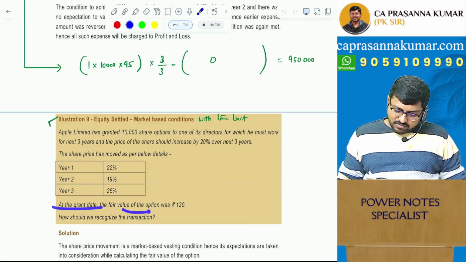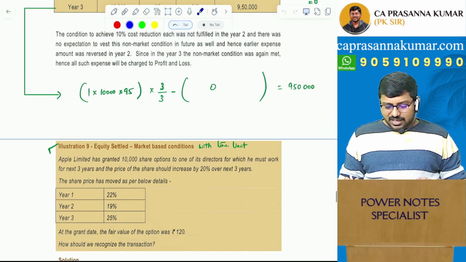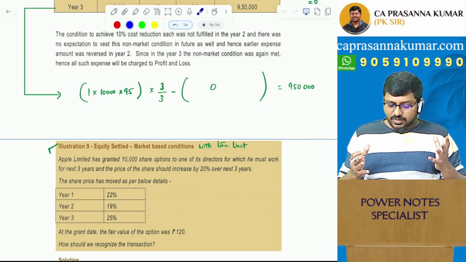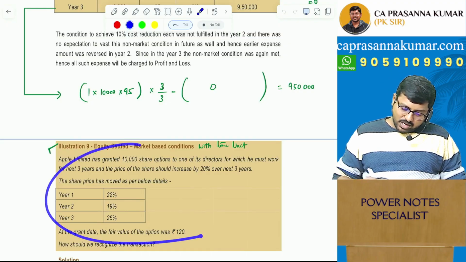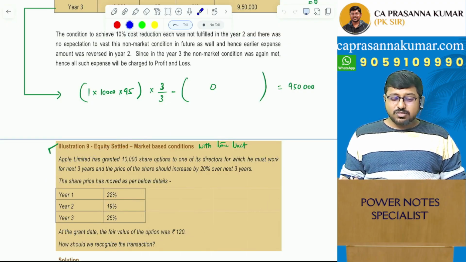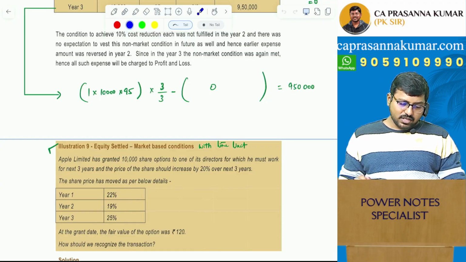At the grant date, the fair value of the option was 120. How should we recognize the transaction? Kind of similar to the previous question. Here also there is only one person, a key personnel, the director. Now you tell me how to solve this question. Here also he is asking you how to recognize the transaction. That's all. Read the question, and we'll start.